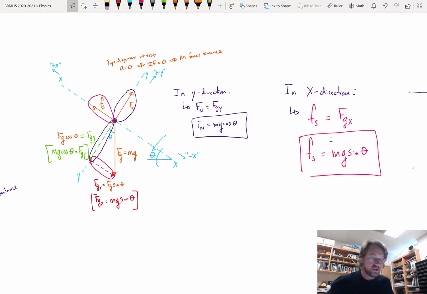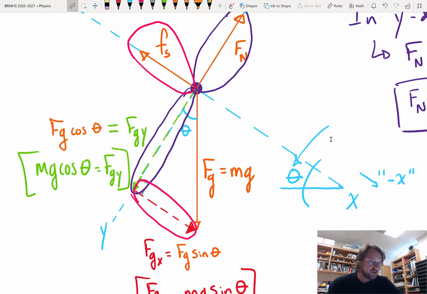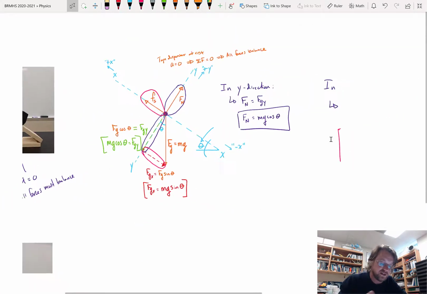All we've done, the main thing that we have to do is make sure that we break up that force of gravity into its x and y components or parts. And the y component, as you see over there in green, is going to be mg cosine theta because of where that angle theta is in the triangle we made. The force of gravity in the x direction is going to be mg sine theta because of where that angle theta is in the triangle we made. Fgx is opposite that angle.